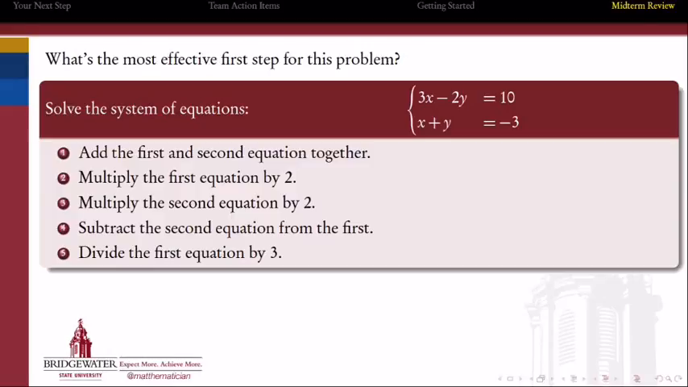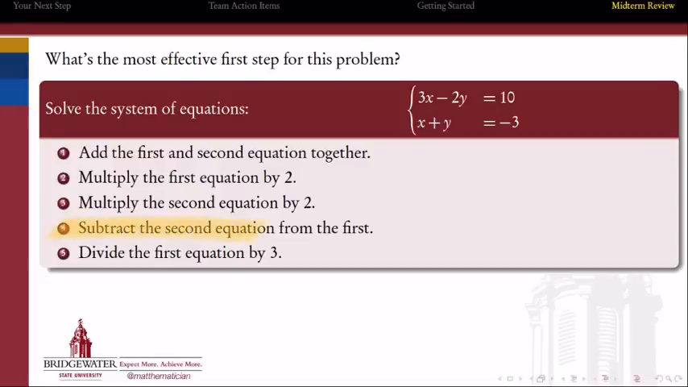Should I add the first and second equation together? Should I multiply the first equation by 2? Should I multiply the second equation by 2? Should I subtract the second equation from the first? Or should I divide the first equation by 3? This is another example where actually any one of these 5 steps is not wrong. But one out of these 5 steps is the most effective way to get closer to the solution that you're looking for. So what do you think?